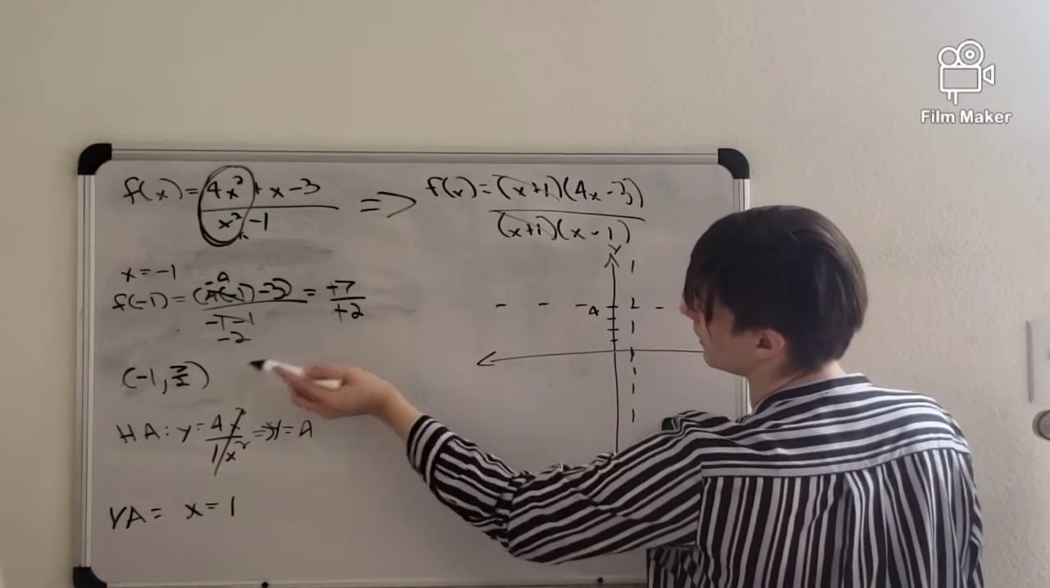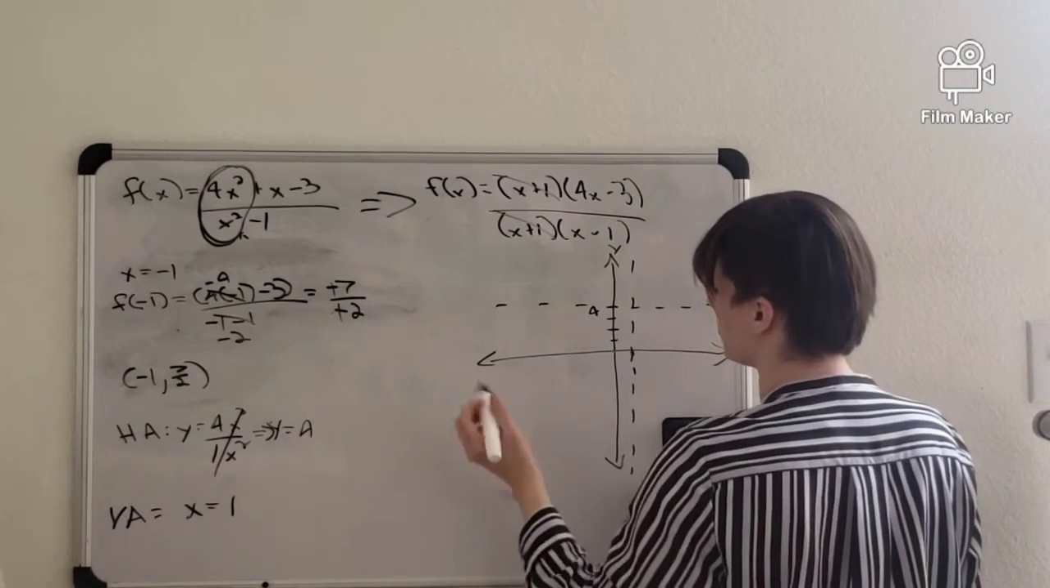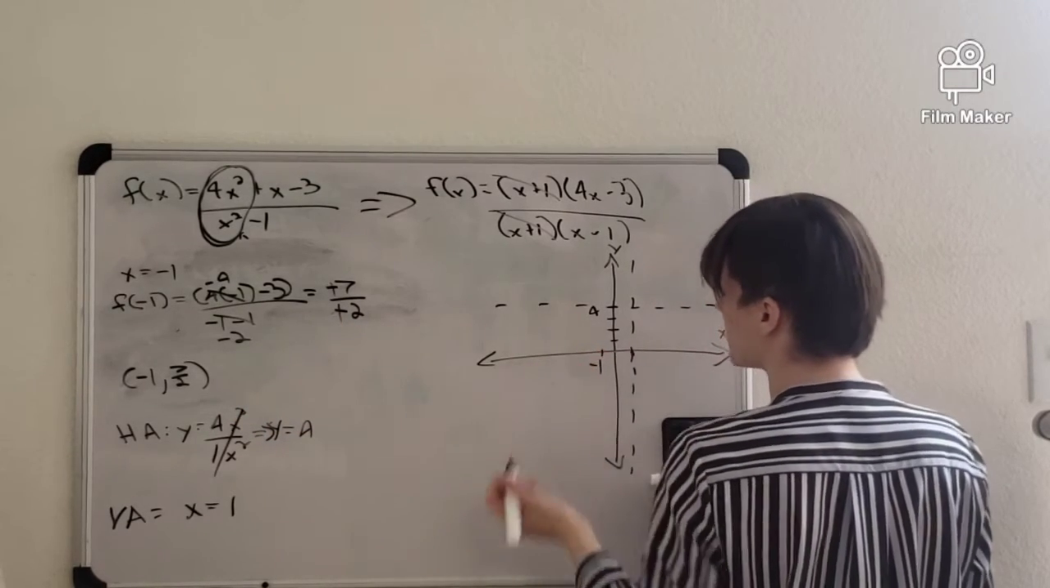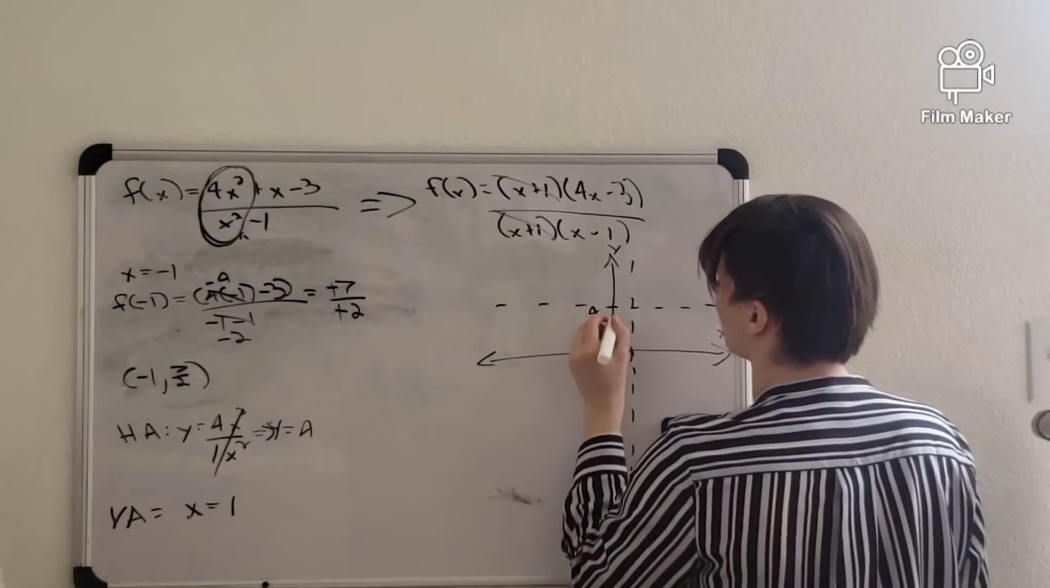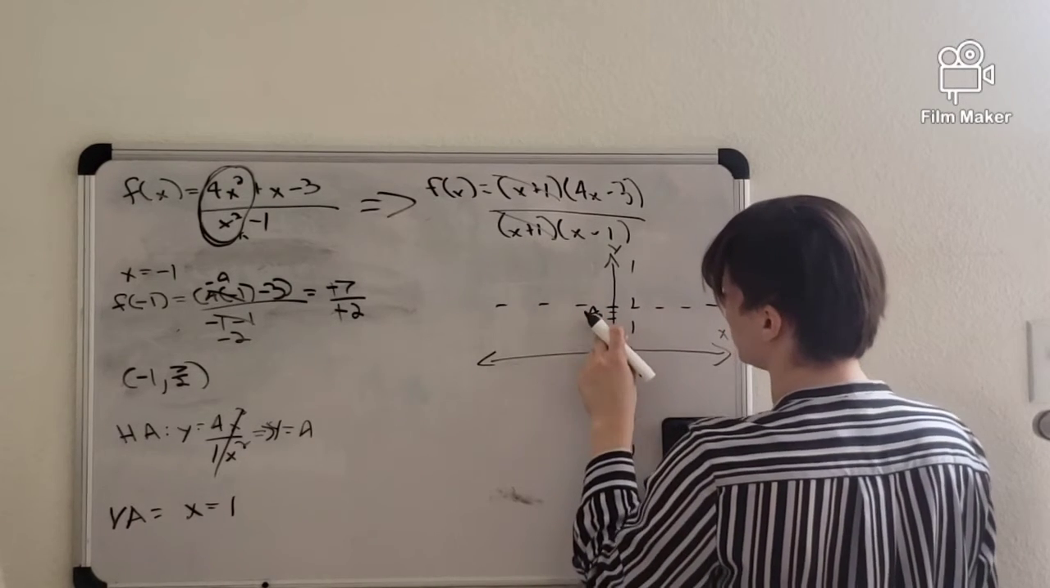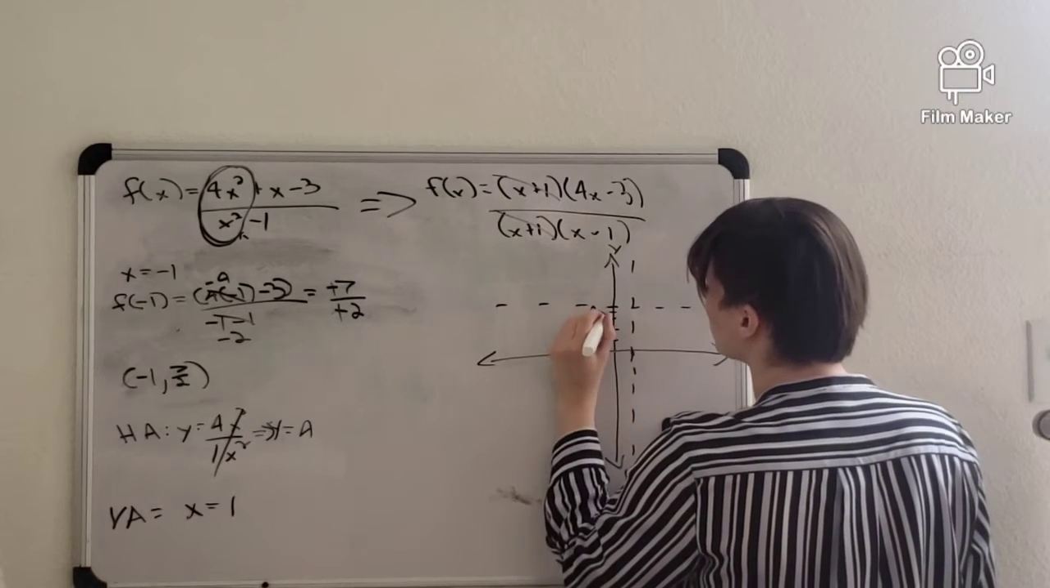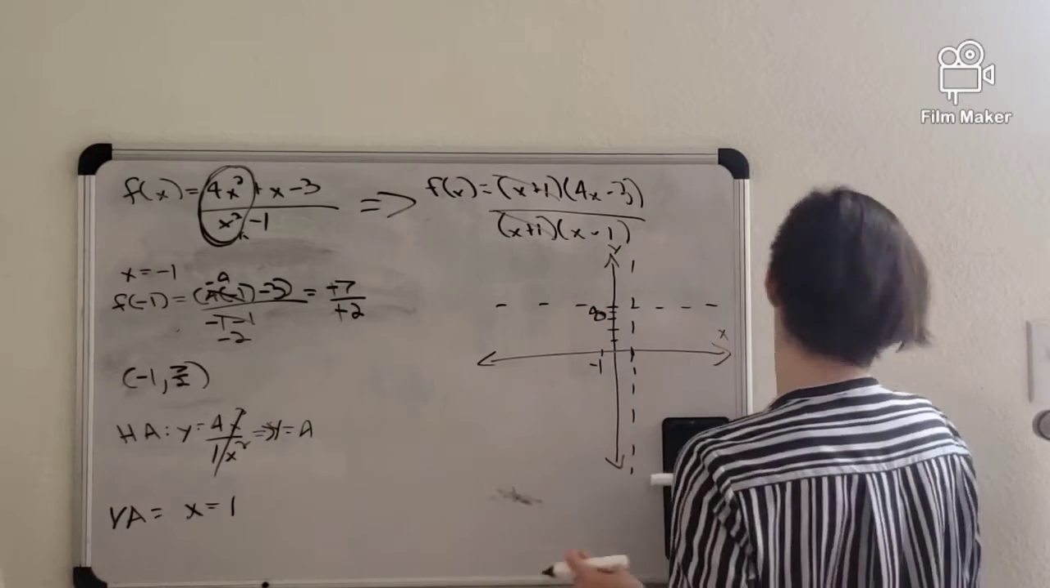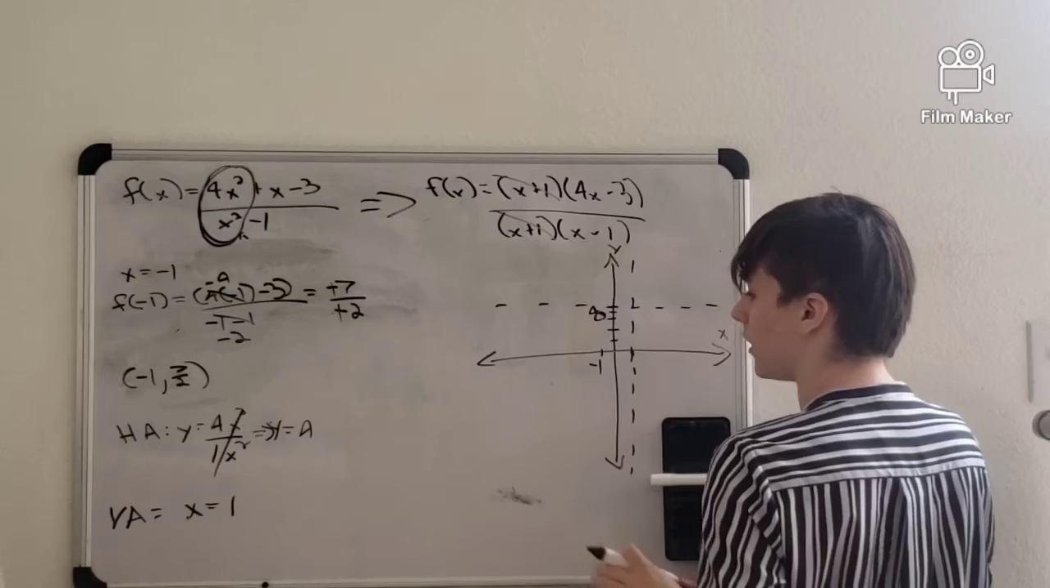Now we have a hole at negative 1, 7 over 2. So negative 1, and then 7 over 2 is about 3.5. So it's going to be somewhere around here. So that's where our hole is, and to make it a hole, make it a little hole. And now we're just going to plot some other points.